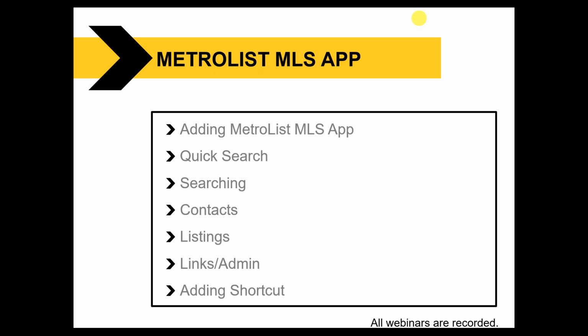So what we're going to start off with today is adding the MetroList MLS application from your Google Play Store, or your App Store if you're on an iPhone. From there, we will go ahead and use the quick search option. That's one of the ways to search within this application. We'll talk about some of the other search features that you have available to you. We'll be playing with your contacts, how to access your contacts. That's, again, another really great tool to have right here, especially if you are set up for auto prospecting.